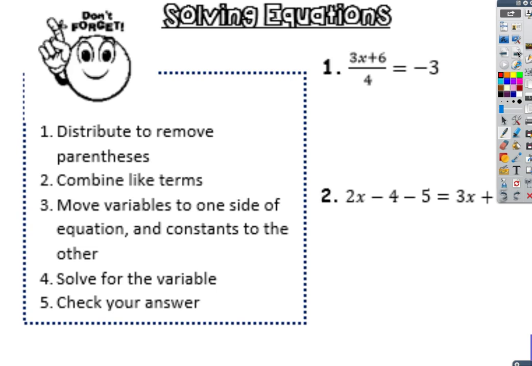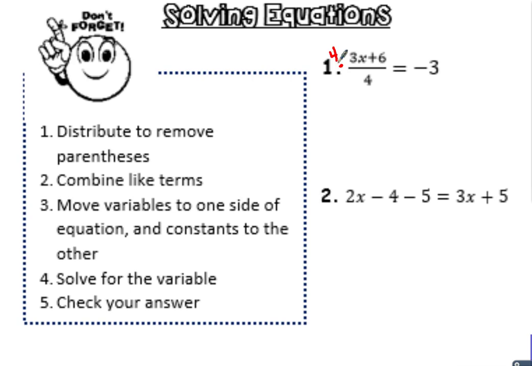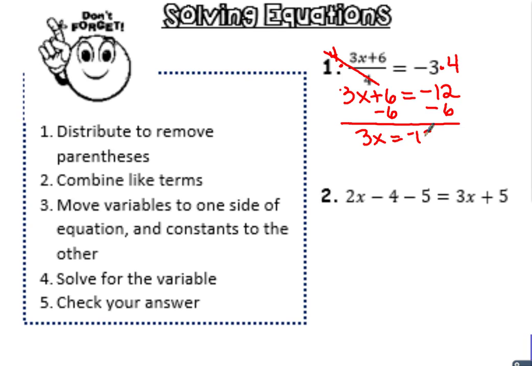The first question is a long bar fraction question, so we have to multiply by the denominator of 4 first on each side. This side will cancel, leaving you only with 3x plus 6 equals negative 12. To undo addition, you need to subtract the 6 from both sides. That leaves you with 3x equals negative 18. And your last step would be to divide by 3. So x equals negative 6.